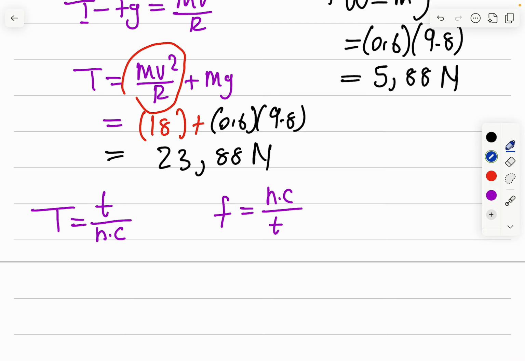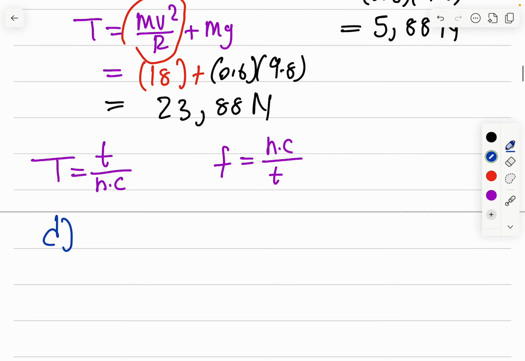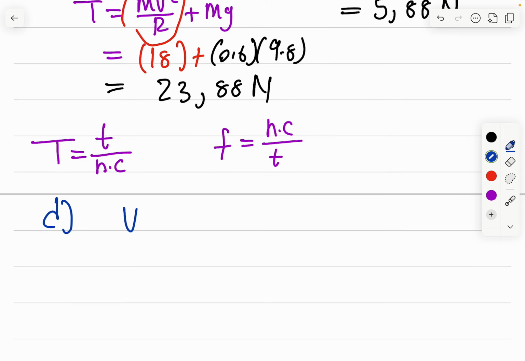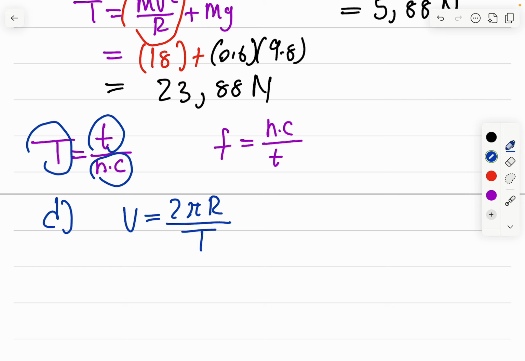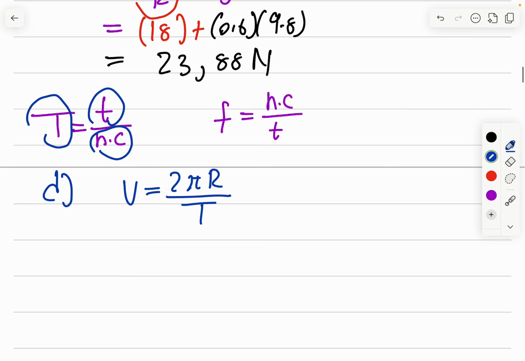We have the formula to calculate velocity. You remember that formula, let's say letter D? Velocity equals 2 pi r divided by the period. We're looking for the period. We don't have time, we have only the number of cycles. Meaning you are going to use this formula.